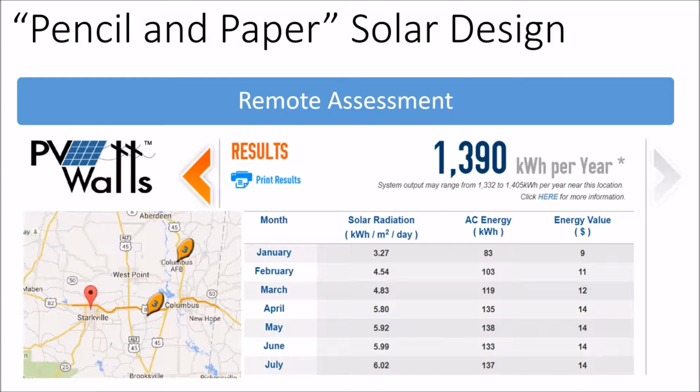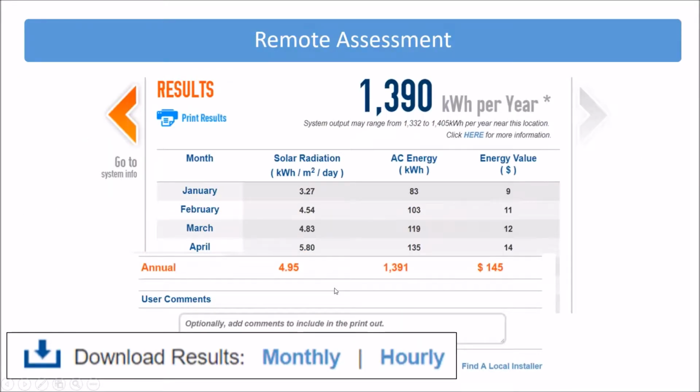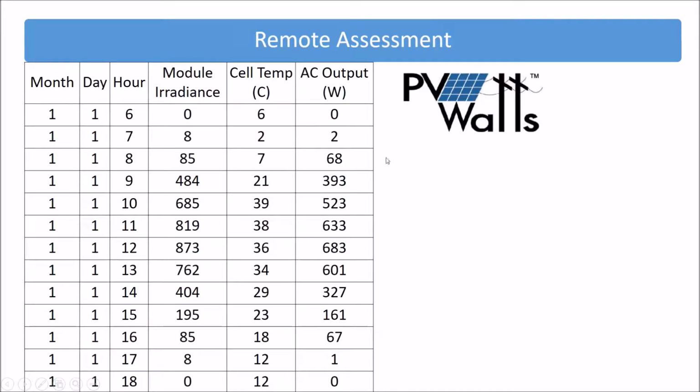As net metering subsides, we have to consider: am I producing surplus at the end of the month? Am I producing surplus throughout the day? That might have an impact on solar economics. But from the idea of remote site assessment, don't forget that PV Watts has this hourly download option at the end. So once you get your PV Watts estimate, you can download the results broken out on an hour by hour basis.